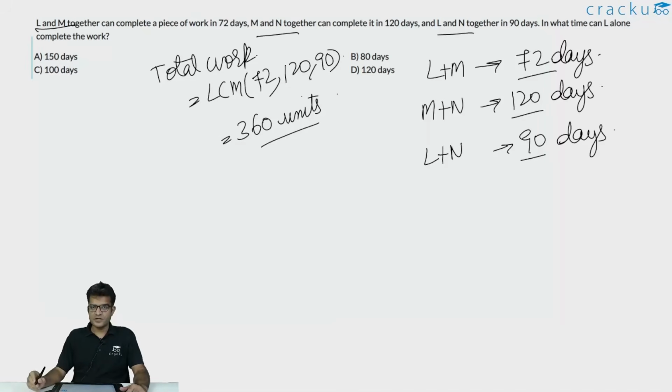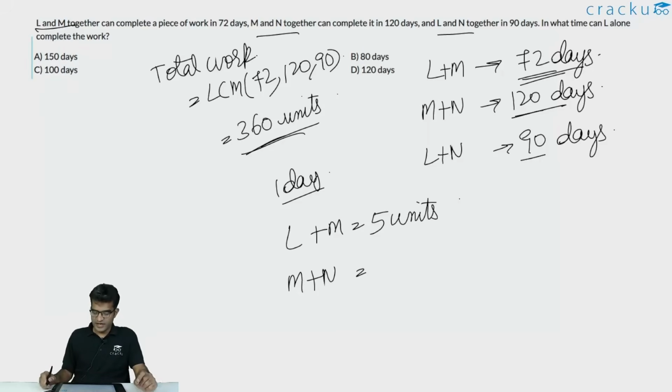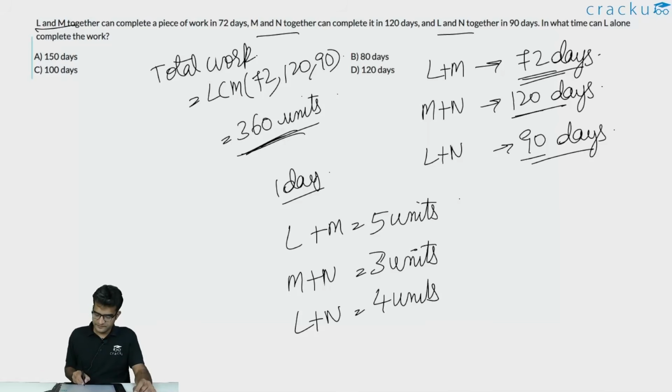So if this is the total work, L and M take 72 days to complete 360 units. So in one day, L plus M will finish 360 divided by 72, which is equal to 5 units of work. M plus N take 120 days to complete 360 units. So in one day they will be doing 3 units. And L plus N take 90 days to complete 360 units. So in one day they will be doing 4 units of work.